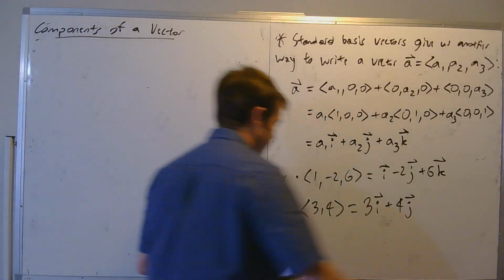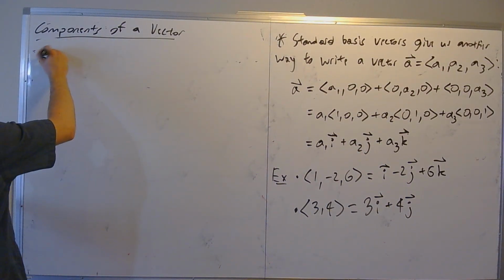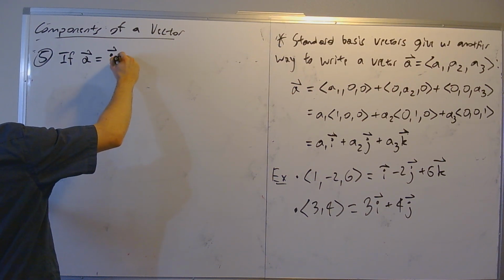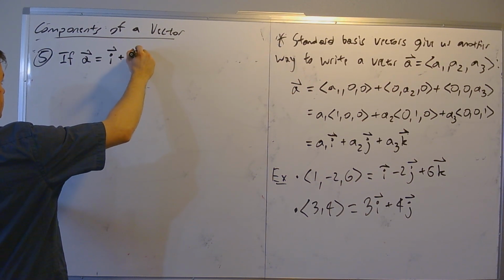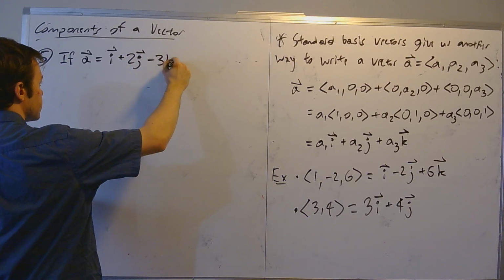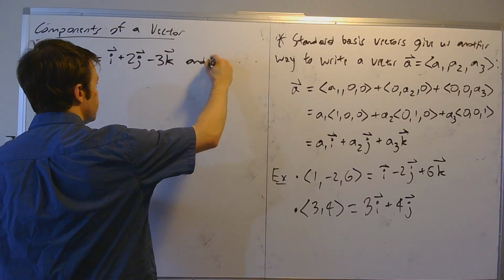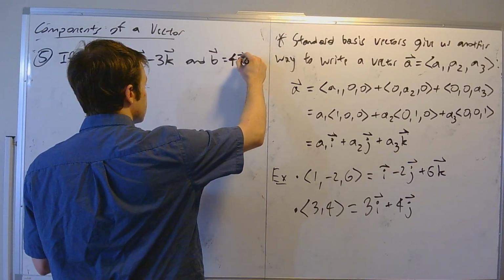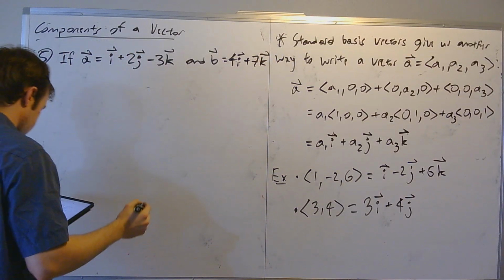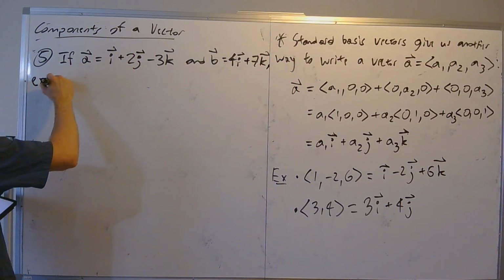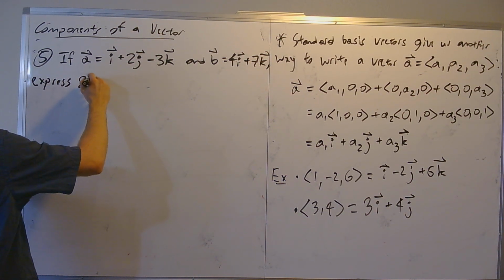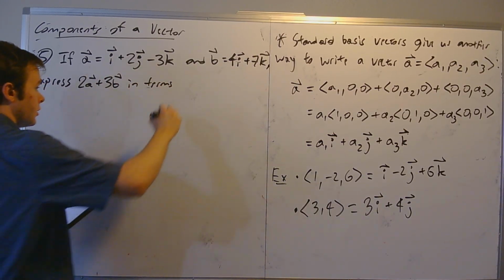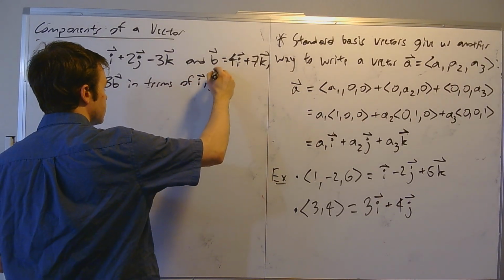Okay. So example number 5 is going to say if A equals i plus 2j minus 3 times k, and B equals 4 times i plus 7 times k, express 2a plus 3b in terms of i, j, and k.